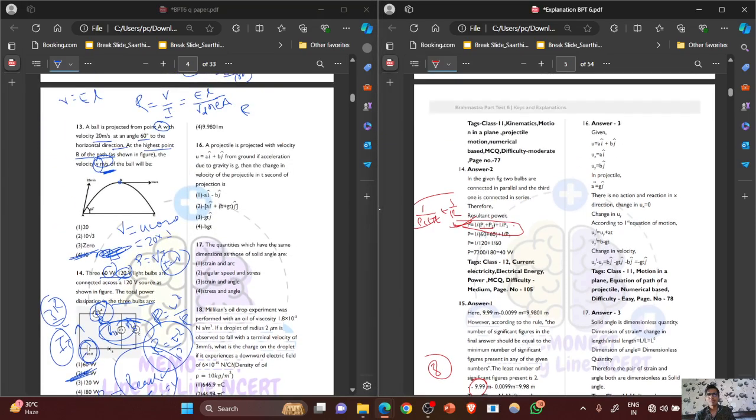Now moving ahead, a projectile is given with velocity. The acceleration due to gravity is given, and the question is about the change in velocity. Velocity at t second is what, u vector plus a vector into t. U vector is a i cap plus b j cap, and the acceleration term will be in the y direction, minus g t j cap. So your final vector will be a i cap plus b minus g t j cap.